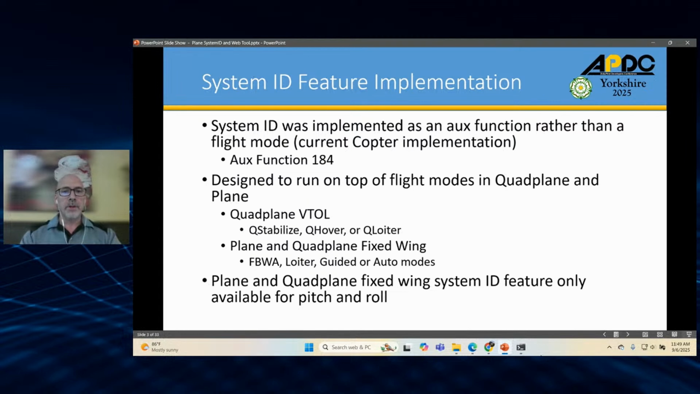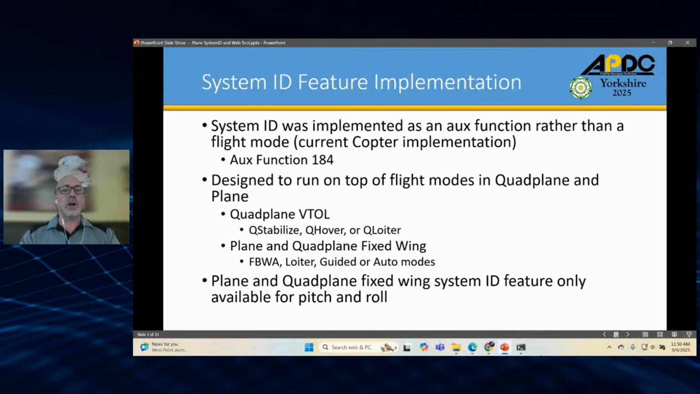So, the way we've implemented System ID in plane and quad plane is pretty different than how it's done in Copter and Heli. Copter and Heli does it as a flight mode that basically has stabilize underneath of it, and then the chirp is put on top of that stabilize mode, based off of stabilize. Whereas in plane and quad plane, it was desired that we go with it as a feature that can be started through an aux function. And that aux function is 184 for the RC function.